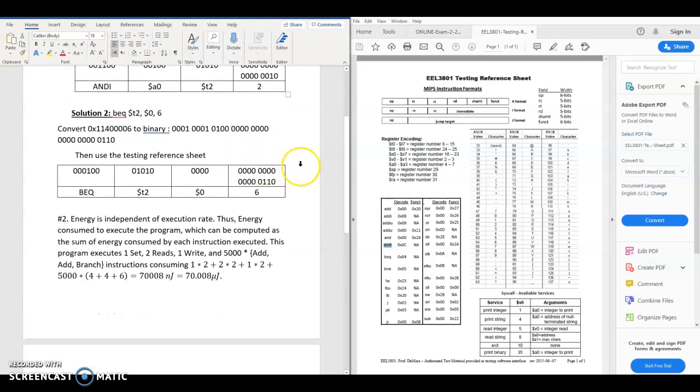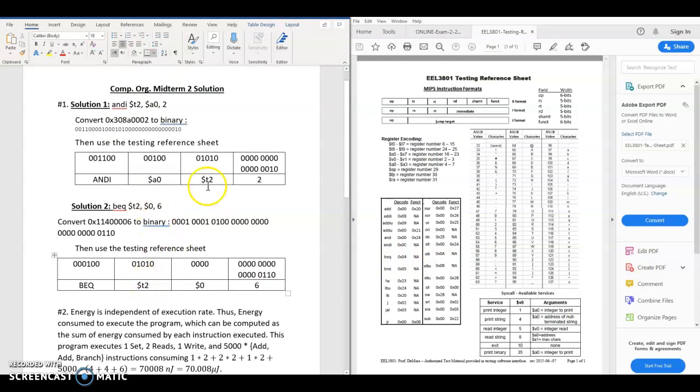Now for the second part of the question, we're going to convert this hexadecimal code to binary, which is 0001, 0001, 0100, 0000, 0000, 0000, 0000, and then 0110. Now we use the reference sheet to see which instruction the opcode corresponds to. This opcode is 0x04 in hexadecimal, which corresponds to branch equal, which means it's going to be dissected in a similar format to the previous question.